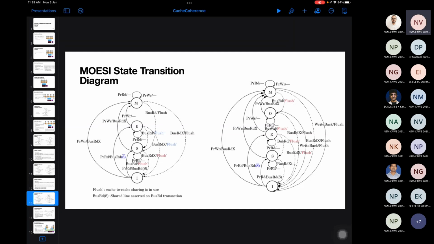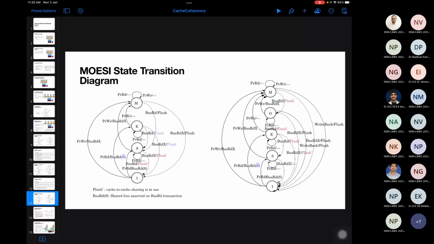Because the data is changing and then it should be reflected on the cores. Right, but it can be reflected on the cores. Why do we have to reflect? Because it's not an update based protocol, it's an invalidation based protocol. Do we have to invalidate any other core's copy?